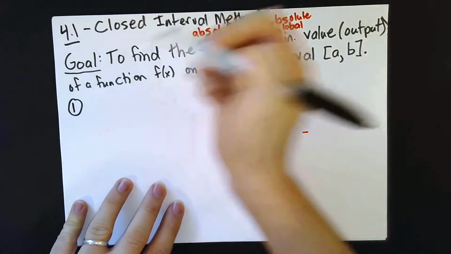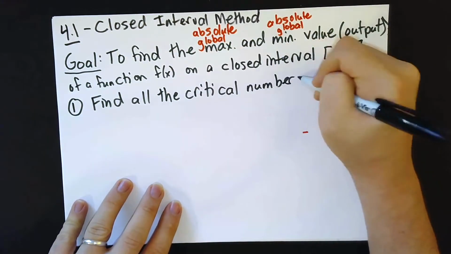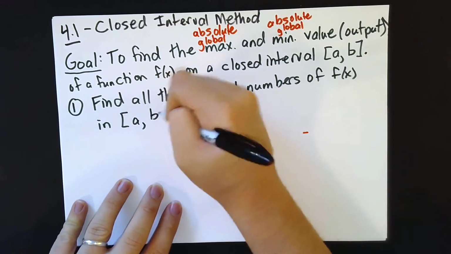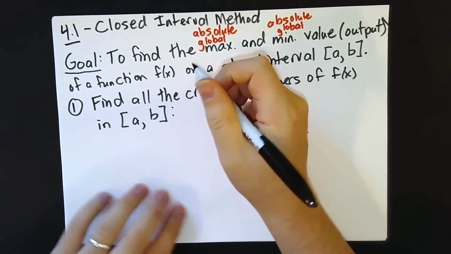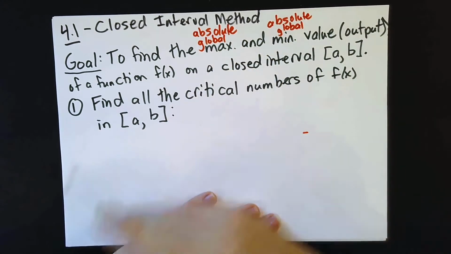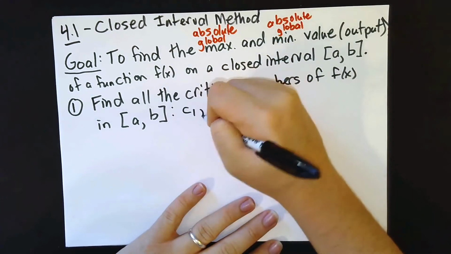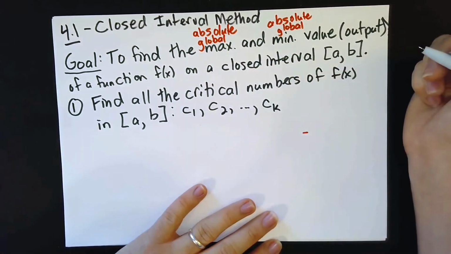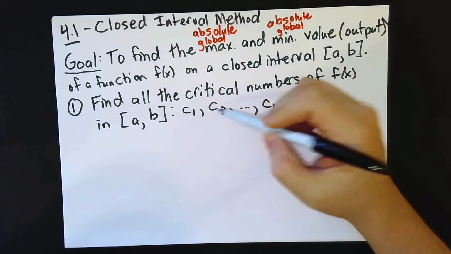So the first thing you have to do is find all the critical numbers of f of x. But note this thing, I'm only going to find the critical numbers of f of x that are actually in my interval. And I'm going to go ahead and write those down. I'll just give them made-up names, C1, C2, up to CK, whatever they happen to be.